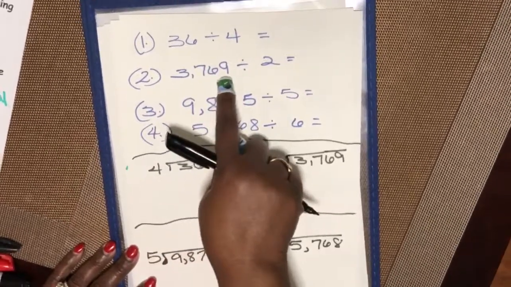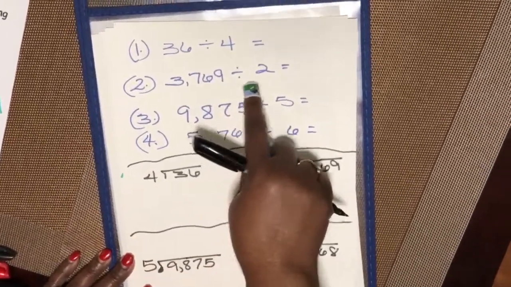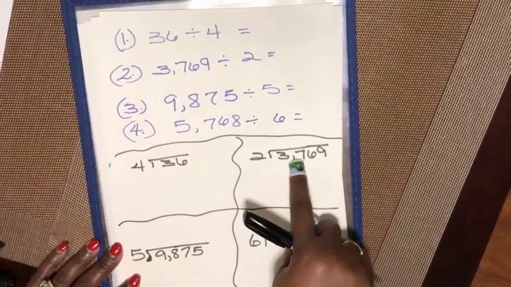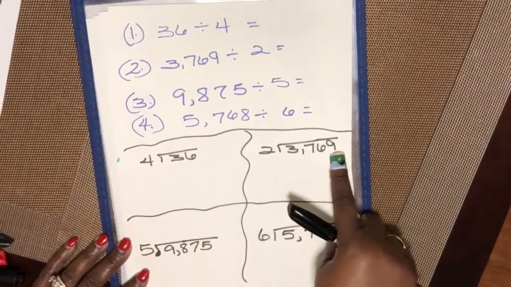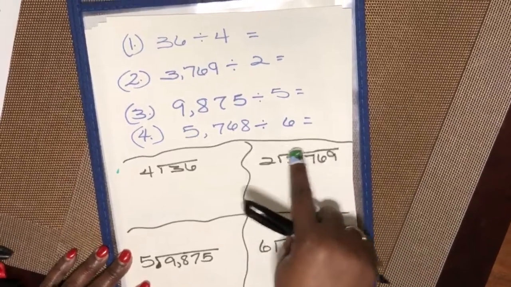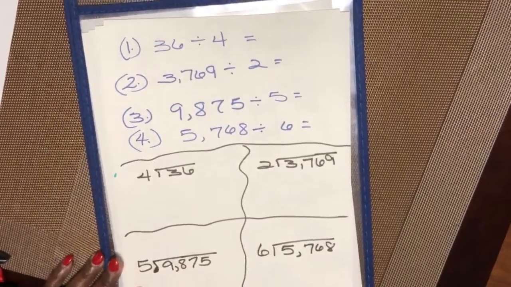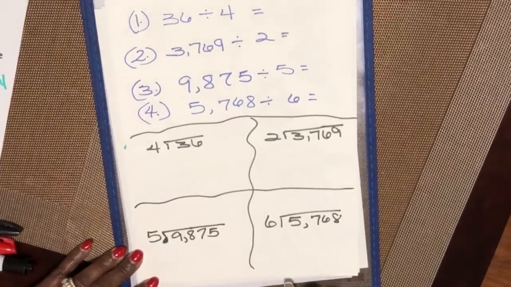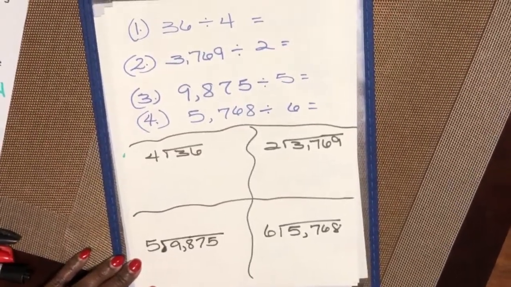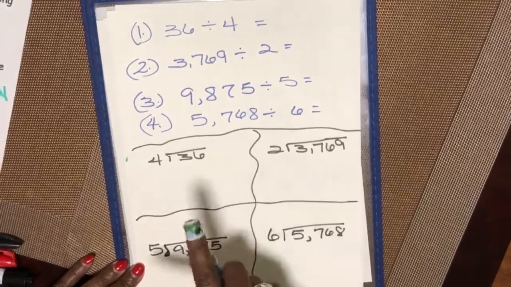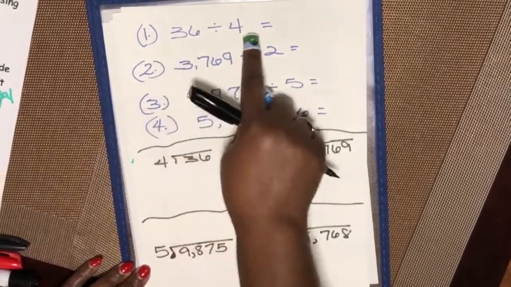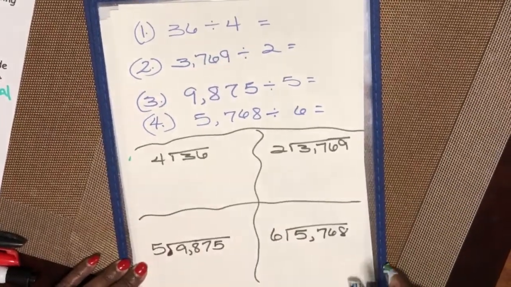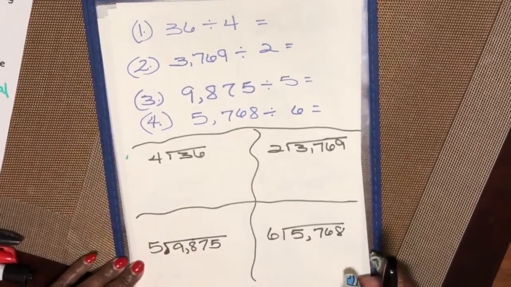If you had 3,769 divided by 2, again, you would set it up with 2 as your divisor and then 3,769 as your dividend. And again, this area as your quotient, which is your answer area. Same for these two. Just take a quick look at that and think about, can you go from seeing an equation written that way and setting it up this way so that you can solve it successfully?